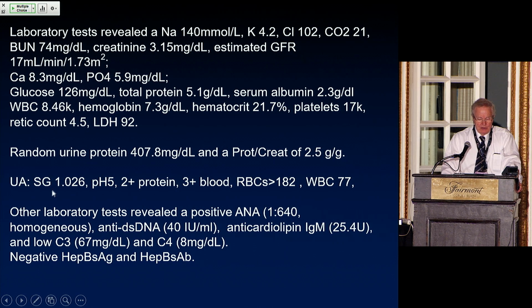The urinalysis showed a specific gravity of 1026, pH of 5, 2 plus protein, 3 plus blood, red blood cells 182, and white cells 77. Other laboratory tests revealed a positive ANA, 1 in 640, homogeneous, anti-double-stranded DNA 40, anti-cardiolipin antibodies IgM was 25, and a low C3 and C4. Hepatitis B serology, antigen and hepatitis B antibodies, were negative.